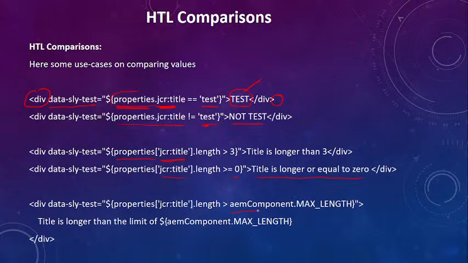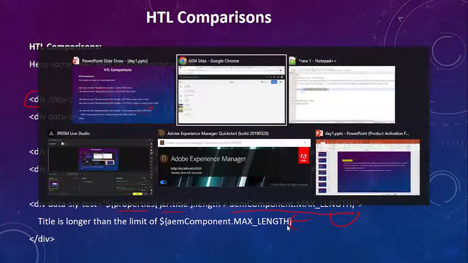And after that, they have defined one variable, max length, inside which they have defined some number, and after that you can just call this number here. So this time properties.jcr:title length greater than this number. Here they have defined the max length, it may be 10 or something. Then you will get this output.